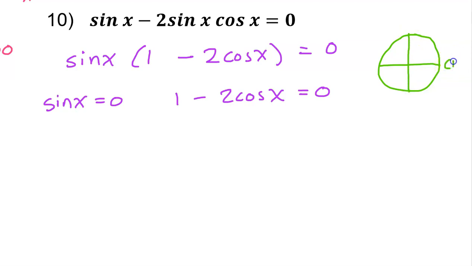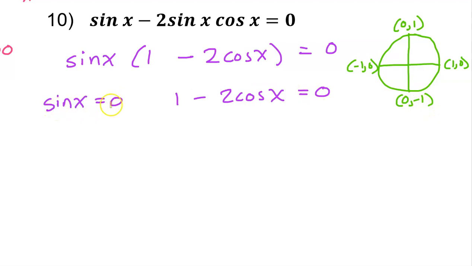Okay, over here on the right, this is 1 comma 0. This is 0 comma 1. This is negative 1 comma 0. And this is 0 comma negative 1. Sine is the y value. So we're looking at the 0, the 1, the 0, and the negative 1.